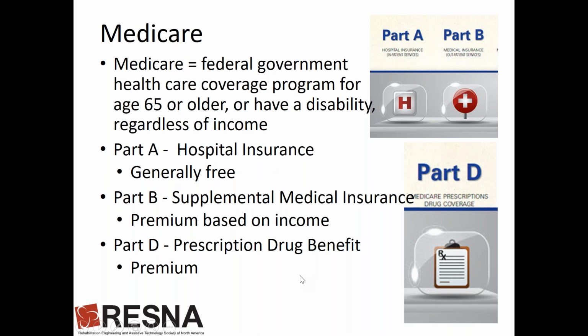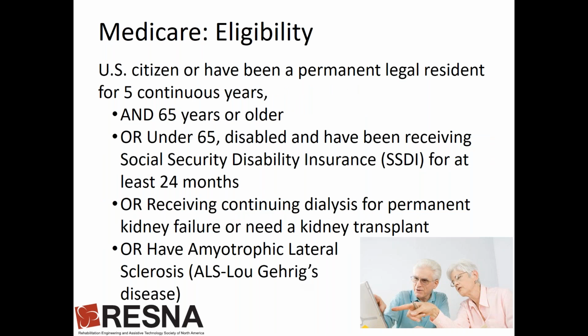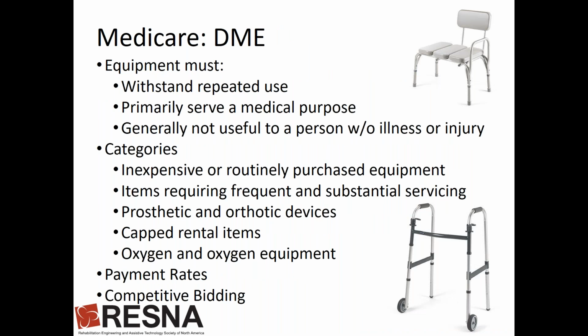These are other eligibilities, 65 or older. And as I said, if you're under 65, if you've been disabled for at least 24 months or 2 years, it also has a qualification of the continuing dialysis. And then I mentioned the ALS. Medicare says must withstand repeated use, primary medical purpose, if it's not useful to a person without the illness or injury. And then you can go through here with all the different familiar categories.